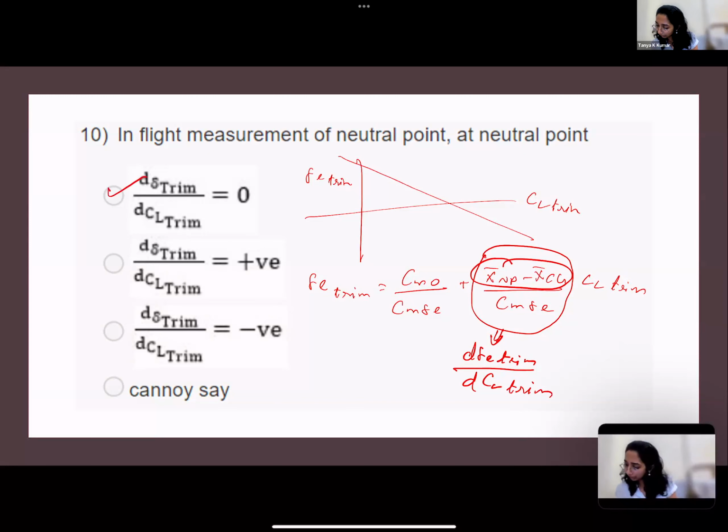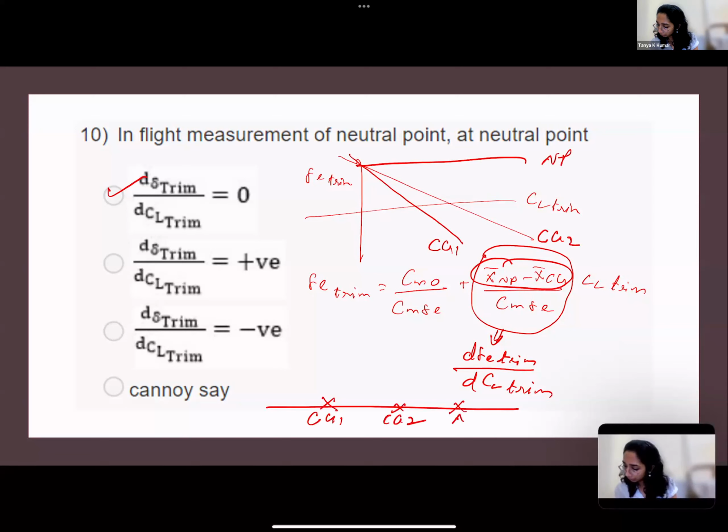So we had discussed this again in the previous class. So if this is CG1, this is CG2, this is neutral point, along the fuselage reference line. As your CG moves closer and closer to neutral point, the slope keeps reducing until it becomes 0, as you can see from this equation. Correct? Is there any doubt here? So I had another set of questions to be discussed. I don't think I have time to complete that. So we'll discuss that in the next class.